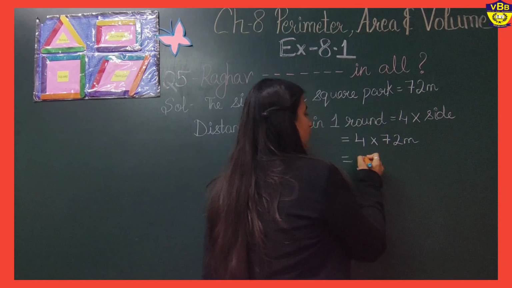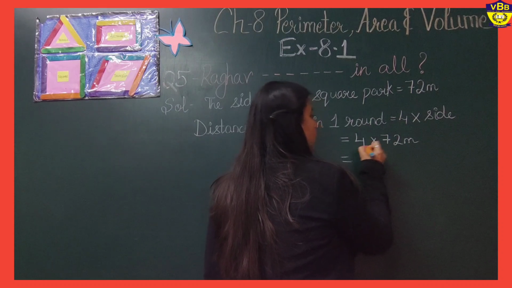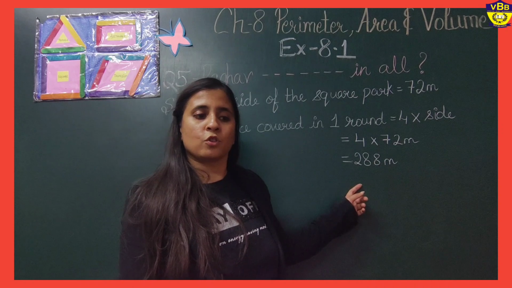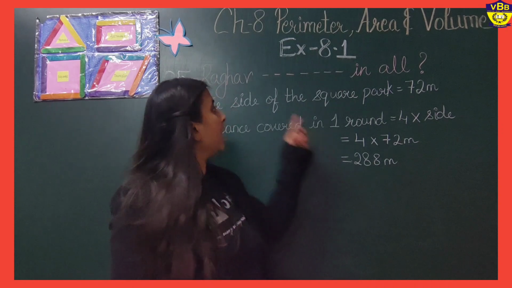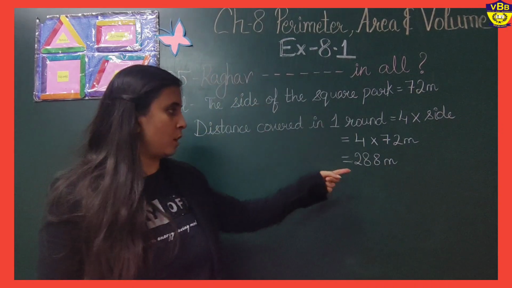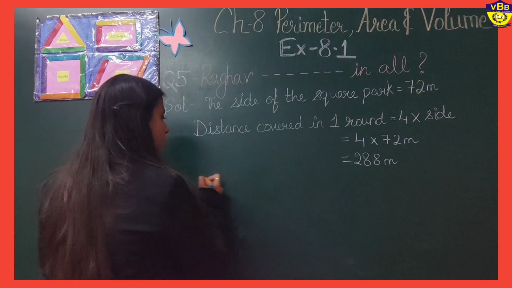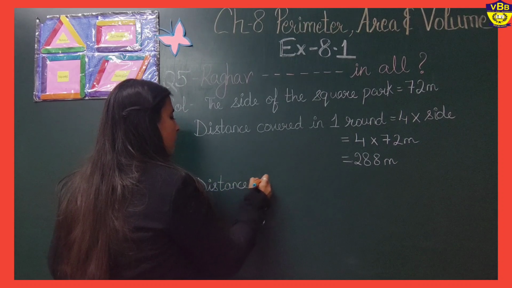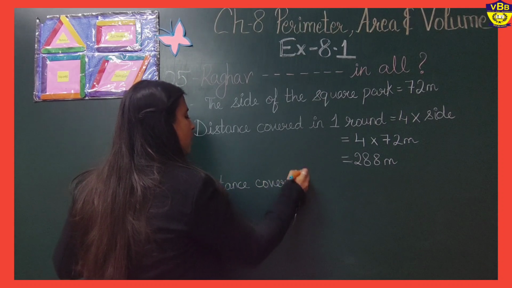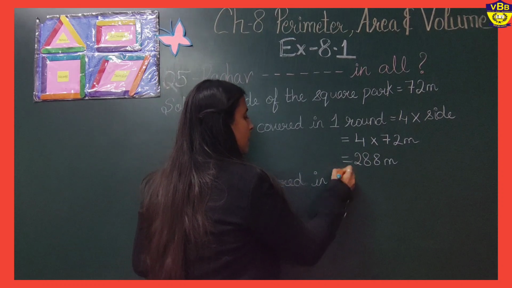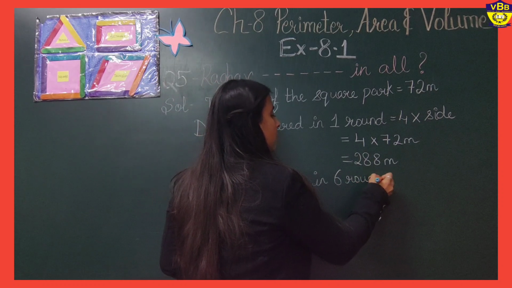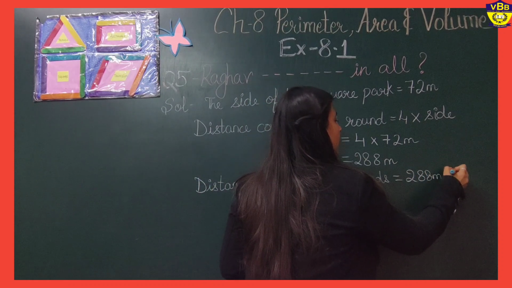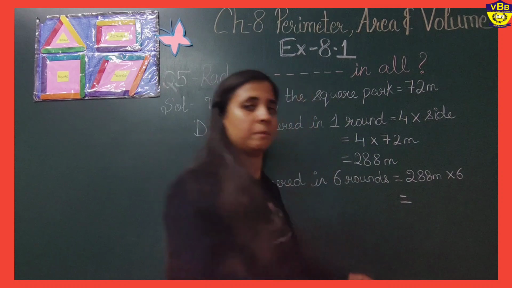Multiply it, you will get 4 2s are 8, 4 7s are 28, 288 meter. So the distance covered by Raghav in one round is 288 meter. Now we will find the distance covered by him for 6 rounds. So distance covered in 6 rounds is equal to 288 meter multiplied by 6.